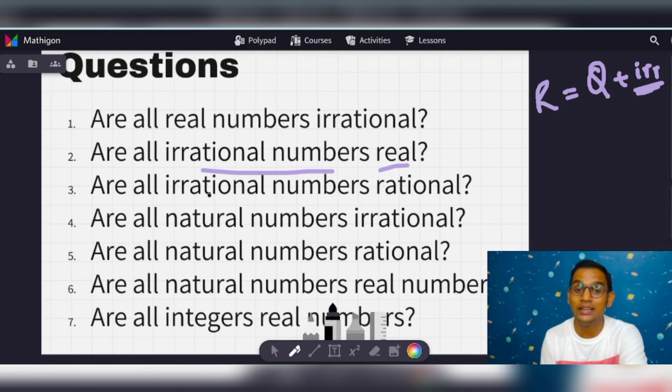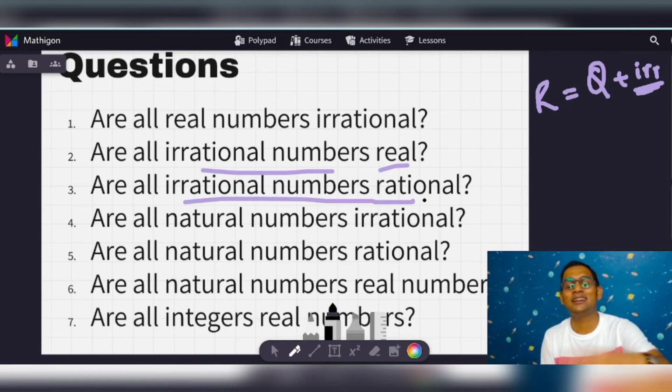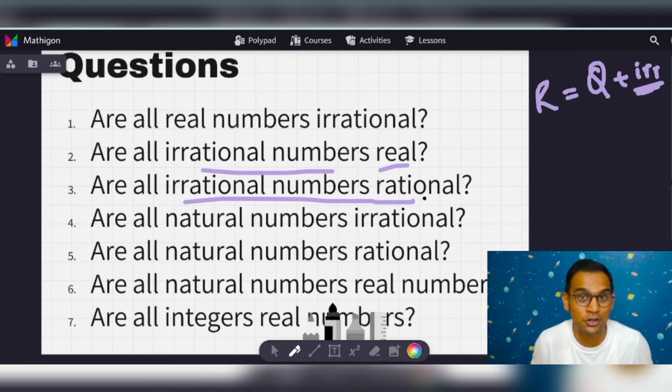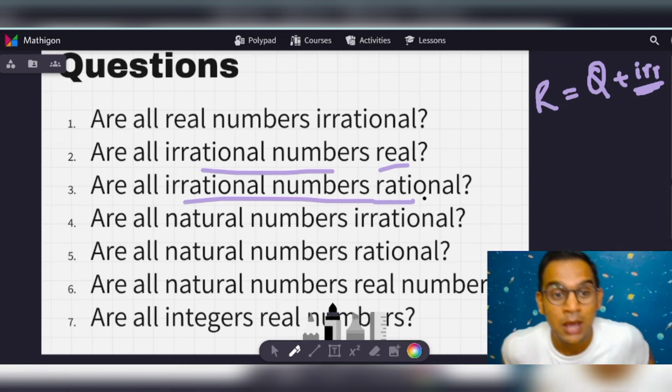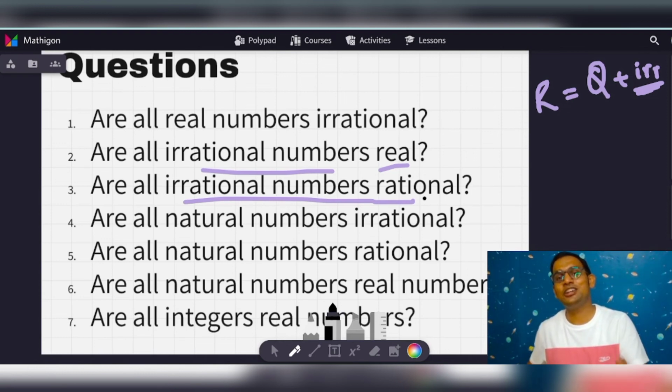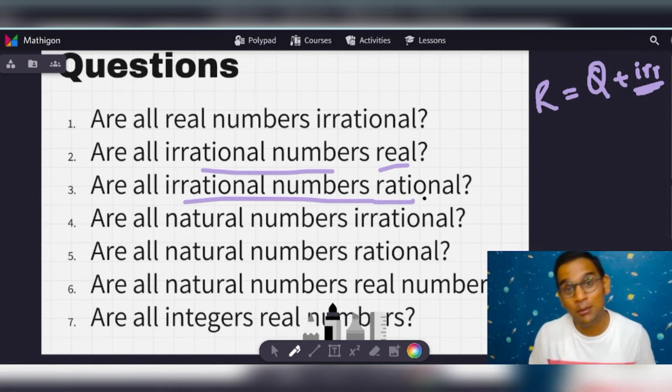Now, are all irrational numbers rational? Absolutely not, because there is a clear distinction; they are opposite to each other. A rational number can be represented in p by q form, where p and q are integers and q is not equal to 0. But the irrational number definition is completely the opposite: a number which cannot be represented in p by q form, where p and q are integers. So no irrational number can ever be rational.